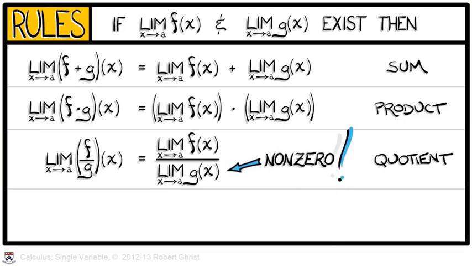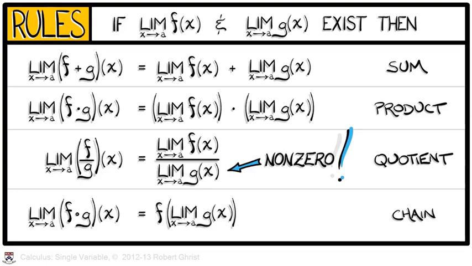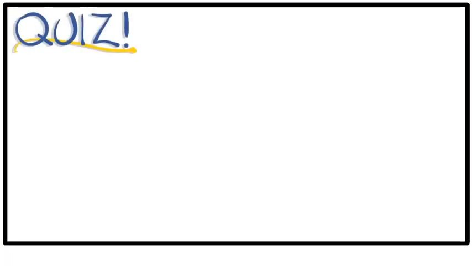Now, at this point, you've got to be a bit careful. If that denominator is 0, well then, this limit may not exist. There is likewise a chain rule or a composition rule that says the limit of f composed with g as x goes to a can be realized as f of the limit of g as x approaches a. And once again, this too has some conditions. F, in this case, needs to be continuous at the appropriate point in order for this to hold.